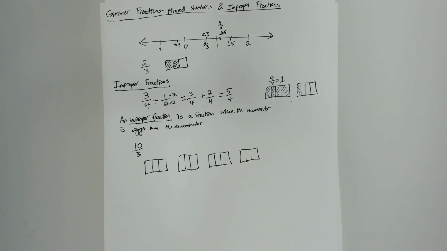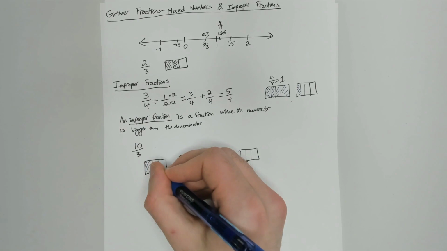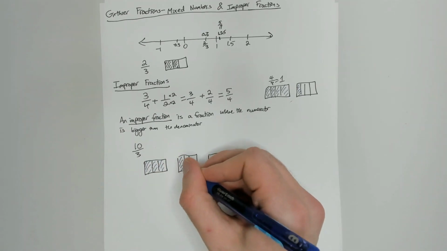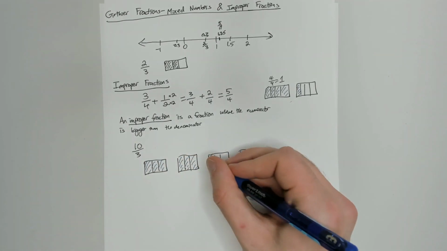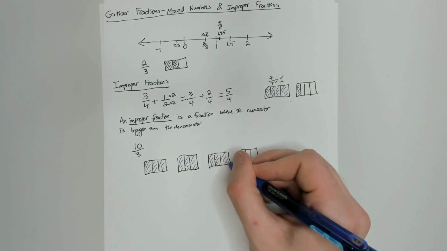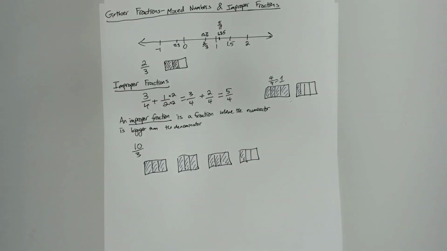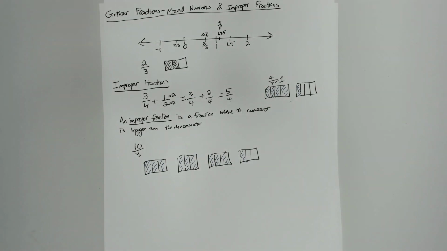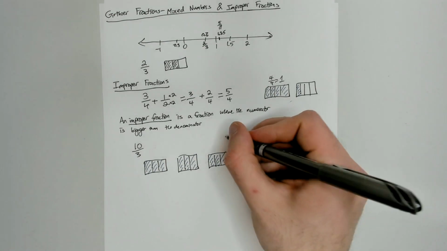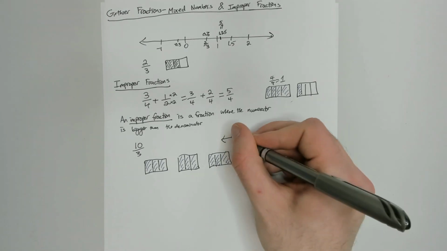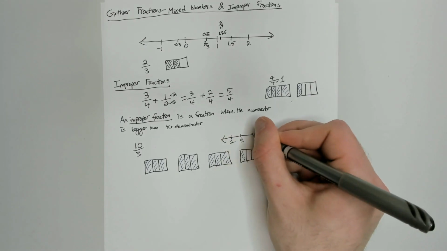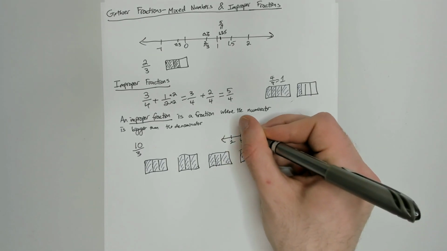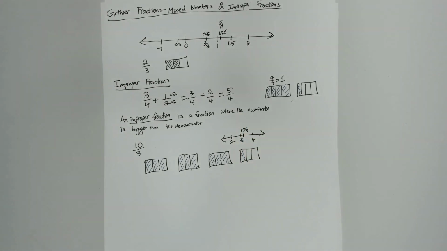Alright, so let's shade in 10 of these pieces. 1, 2, 3, 4, 5, 6, 7, 8, 9, 10. So since 3 of these rectangles are shaded and then there's a little bit more shaded, we would expect 10/3 to be somewhere between 3 and 4 on the number line. So if this is 2, 3, and 4, 10/3 is going to be somewhere around here.